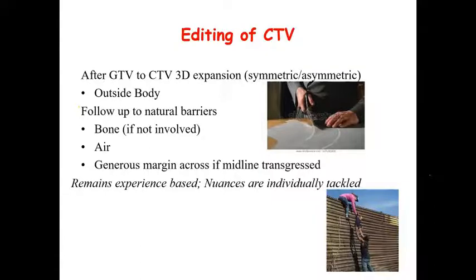And on the same lines, if on the planning system, your CTV expansion is going into the air or outside the body, you need to actually edit it out. The reverse is also true. Now, if the tumor has managed to cross the natural barrier, or it has managed to cross, say, the midline, then you need to encompass that generously. You edit your CTV, include that portion generously in your CTV.